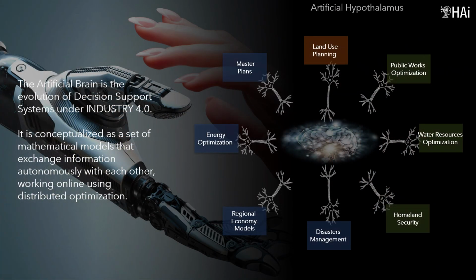The artificial brain is the evolution of decision support systems under Industry 4.0. It is conceptualized as a set of mathematical models, which exchange information autonomously with each other, working online using distributed optimization. The diagram presents some of the models that make up the artificial hypothalamus of a regional planning system.